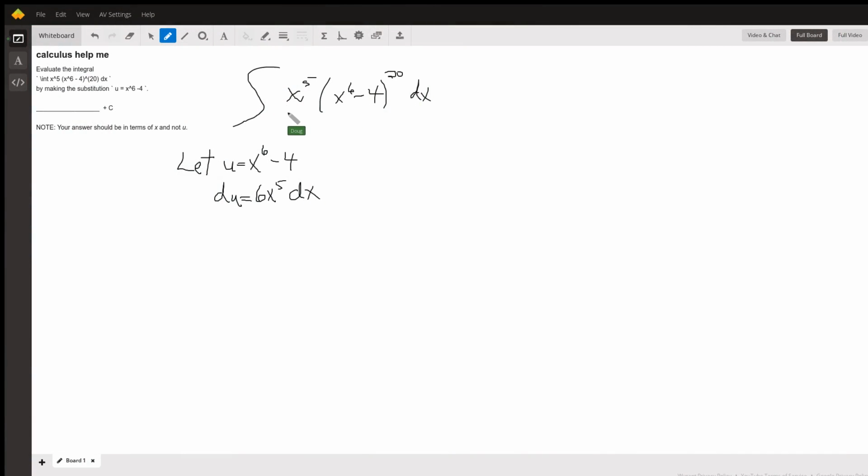to the fact that another way to find an antiderivative of this expression here would be to raise x to the 6 minus 4, the quantity to the 20th power, expand that using the binomial theorem, end up with 21 terms, then distribute the x to the 5th over those 21 terms, then find the antiderivative of each of those 21 terms and add your plus c at the end. Good luck with that. So we're going to use u-substitution instead.